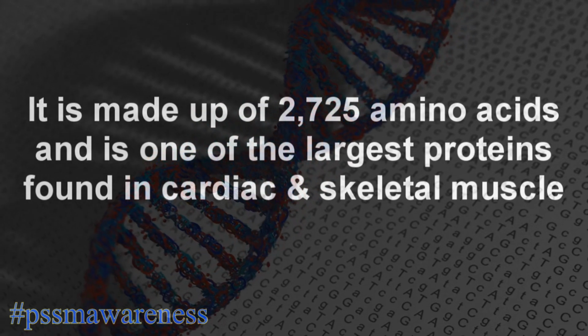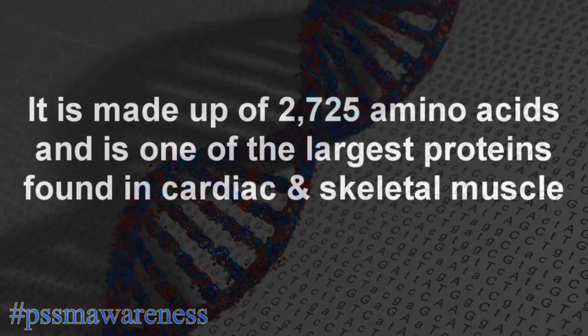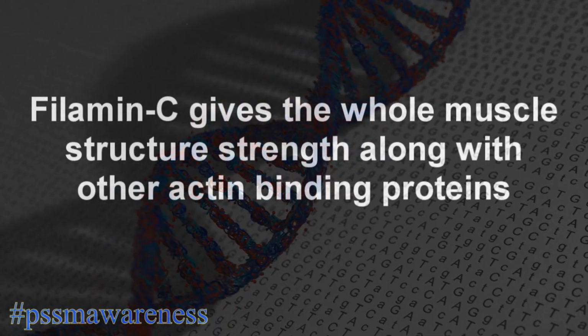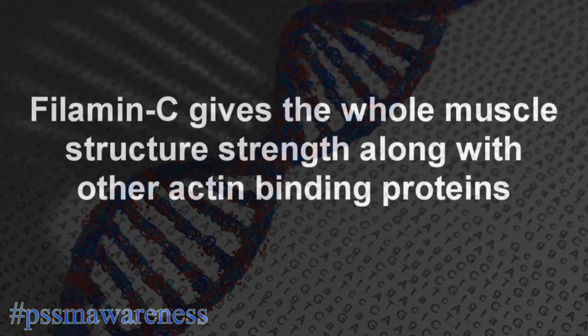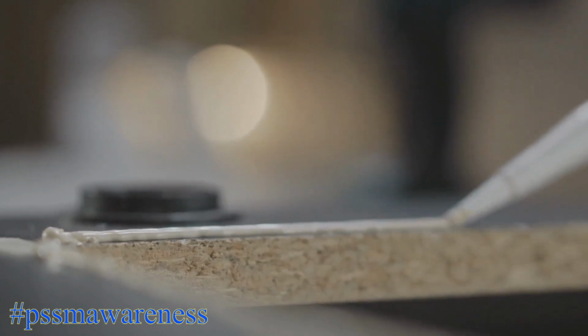It is made up of 2,725 amino acids and is one of the largest proteins found in cardiac and skeletal muscle. Filamin-c gives the whole muscle structure strength along with other actin-binding proteins. Think of it a bit like glue, it helps hold everything together.